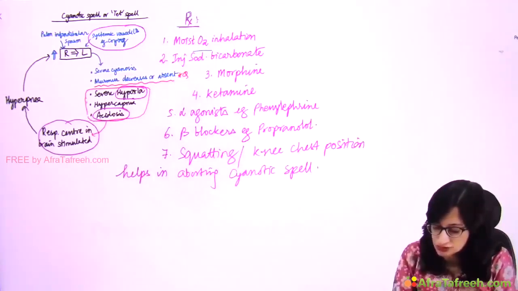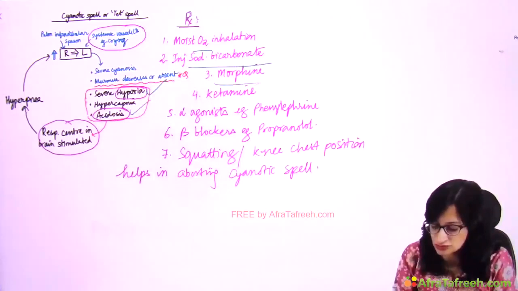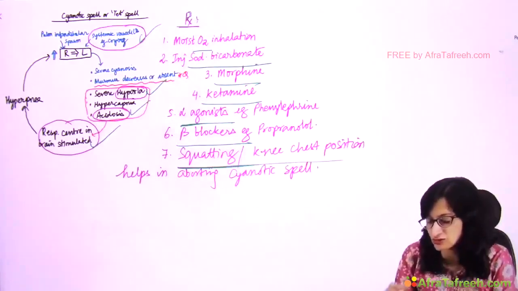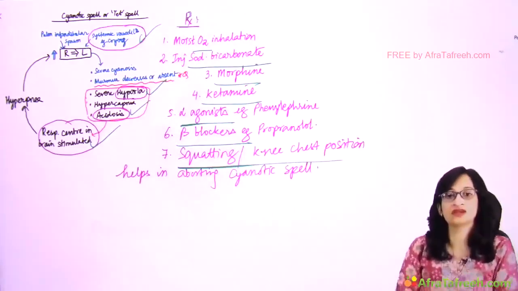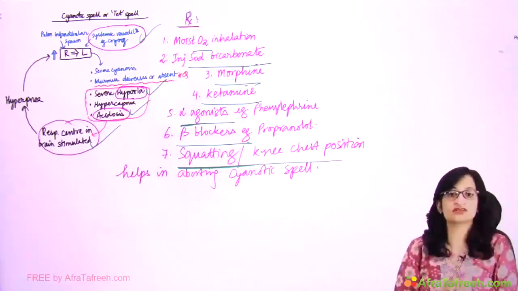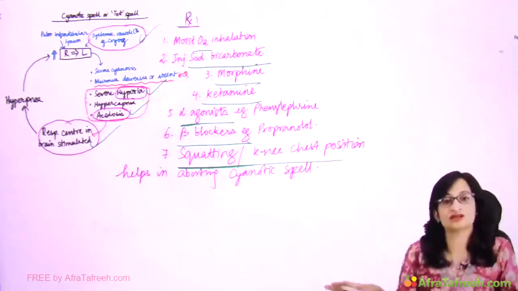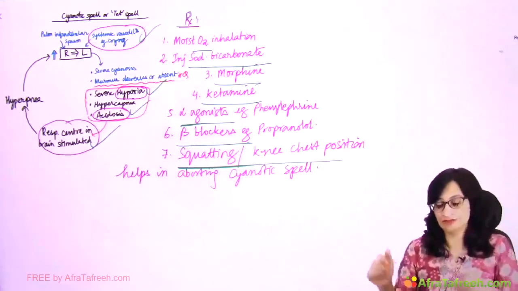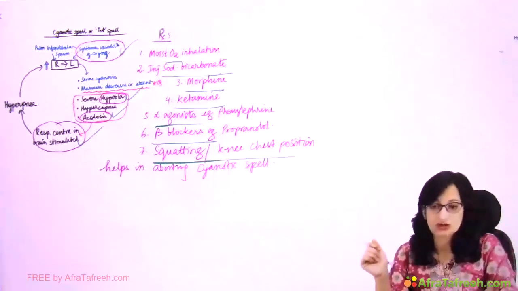So oxygen to neutralize hypoxia, sodium bicarbonate for the acidosis, morphine and ketamine for the respiratory center, alpha agonist, beta blocker to counteract the systemic vasodilatation, and squatting or knee-chest position helps by kinking the vessels of the lower limb, so increasing systemic vascular resistance and trapping of some blood in the peripheries. Okay, so that is about treatment of cyanotic spell.